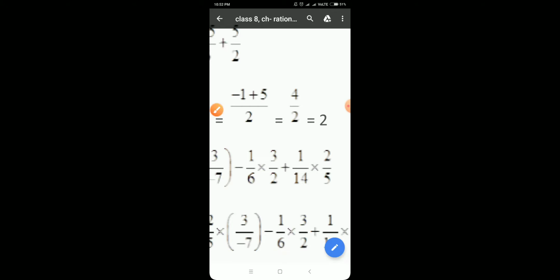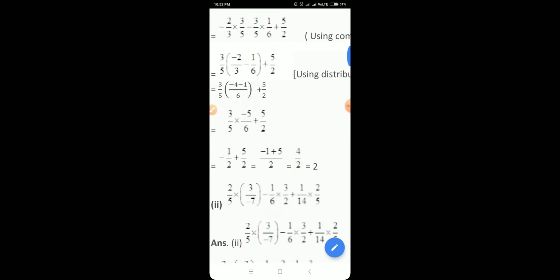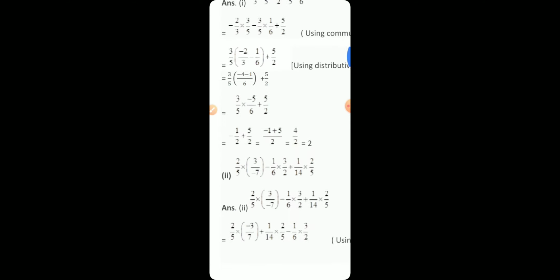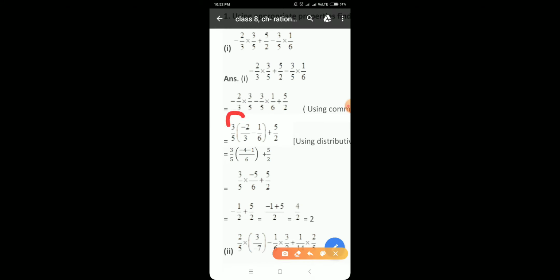So in this first question, first you will use the commutative property. In the commutative property you will rearrange the rational numbers. Next you will use the distributive property. Distributive means this term is distributed one by one to the terms.